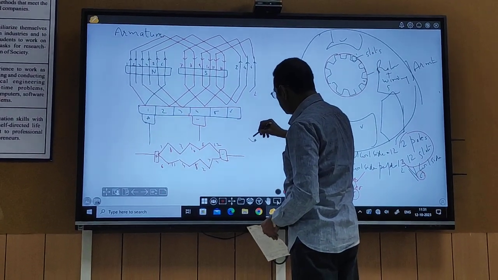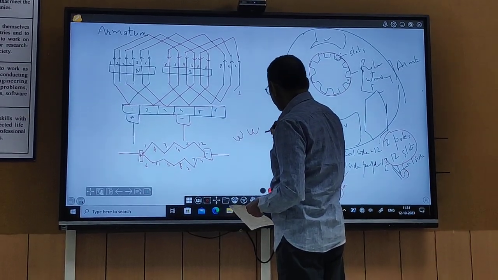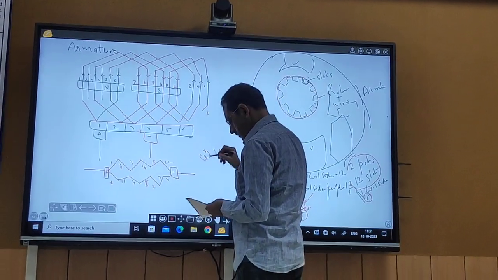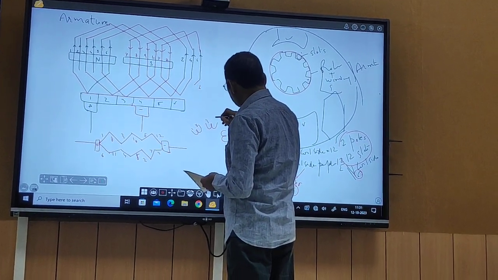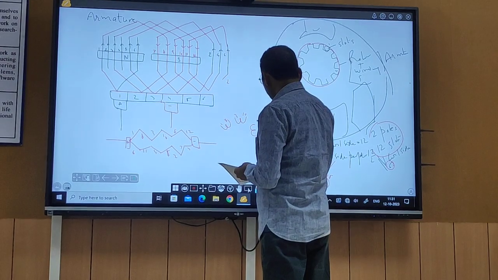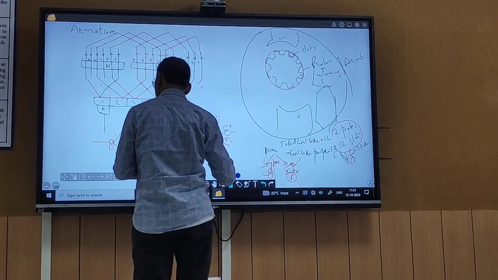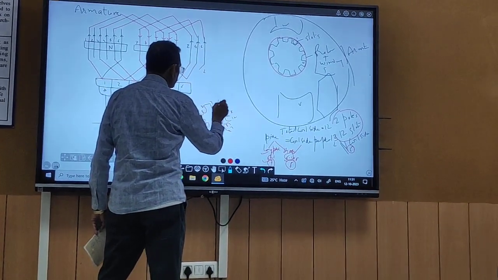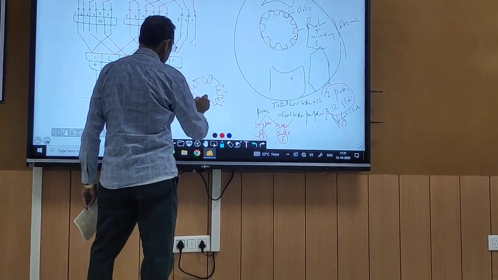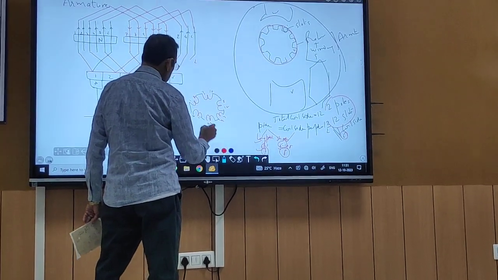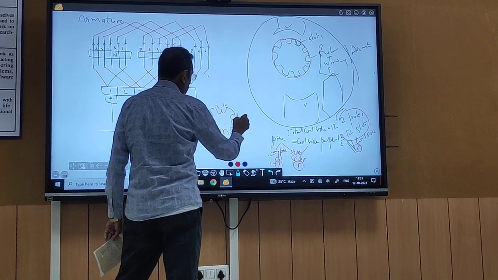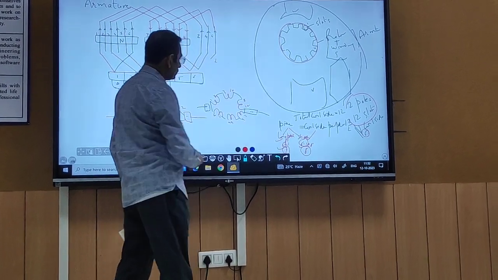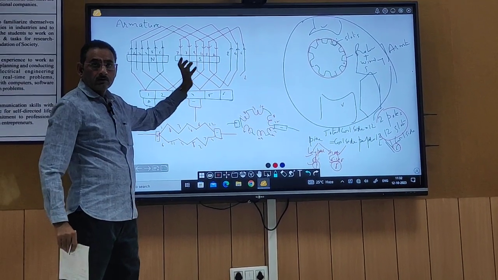you can make it like this, 1, 8, 3, 10, 5 number, 12 number are like connected, 1 and 6. And here there is a positive brush and negative. We can make the same.